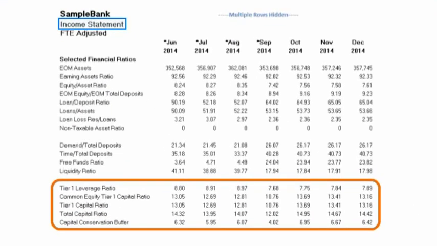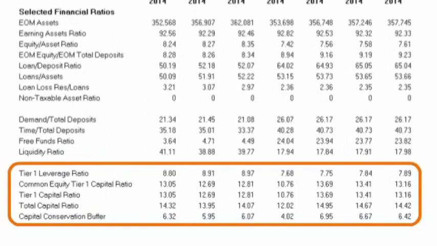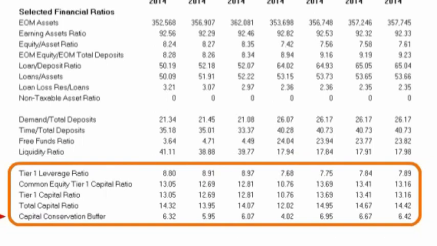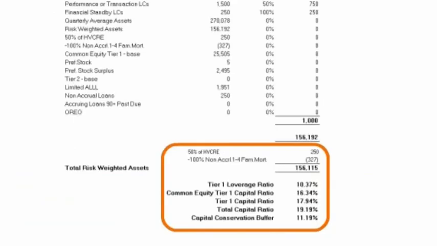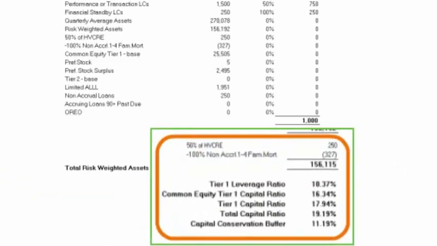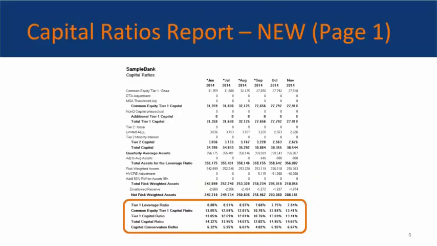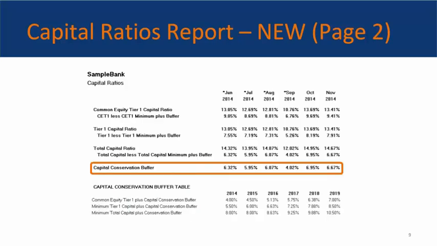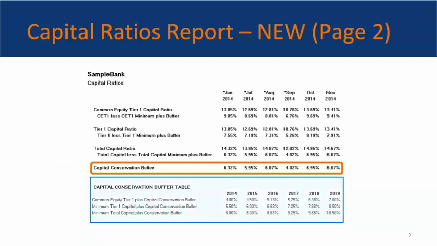On the income statement, if you include ratios, you'll notice changes in the selected ratios section near the bottom. This area will also show the capital conservation buffer. The capital adequacy report has been expanded to include any adjustment accounts that you create, as well as the new and revised ratios. And finally, there's a new report called Capital Ratios. That report lists out the accounts used in calculating the ratios, which are at the bottom of the screen in the report. Page 2 of the report shows details behind how the new capital conservation buffer is calculated and how it's phased in over time.